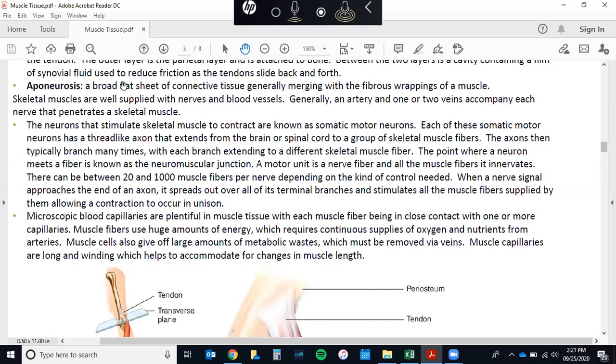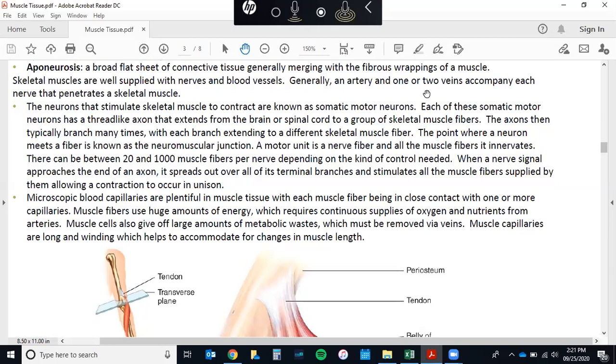what we call aponeuroses. An aponeurosis is basically just like a flattened tendon. So it's a broad, flat sheet of connective tissue, generally merging with the fibrous wrappings of a muscle. We'll see one of those major ones on top of our skull, connecting a muscle on our forehead to a muscle on the back of our scalp. We'll talk about that in our next lecture.